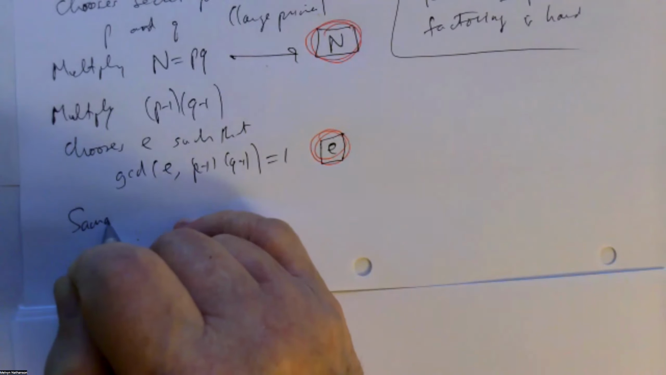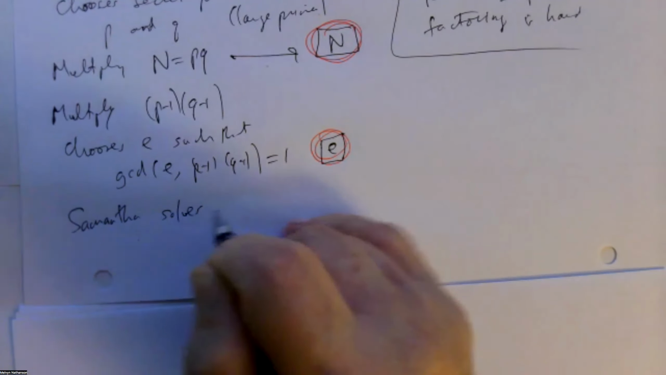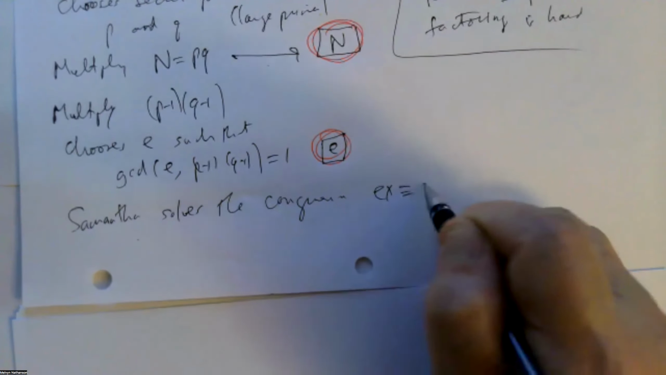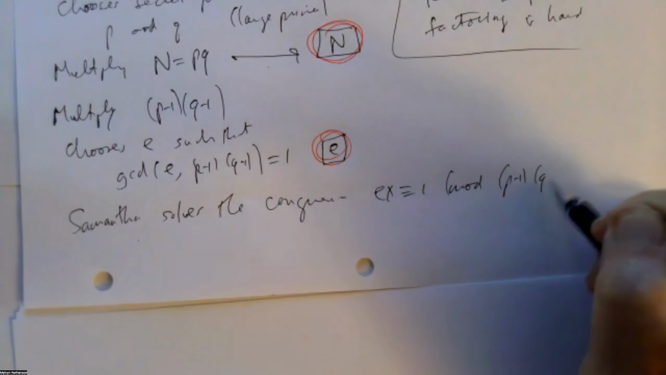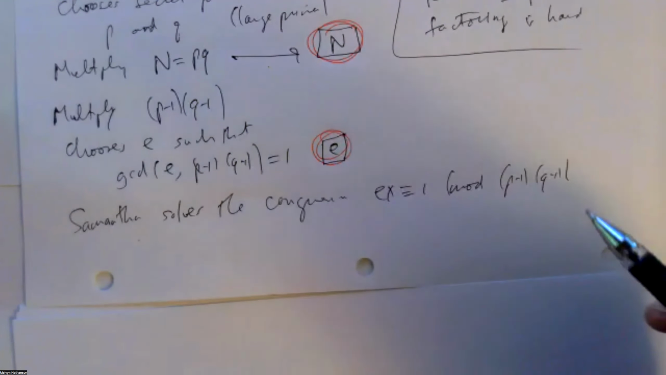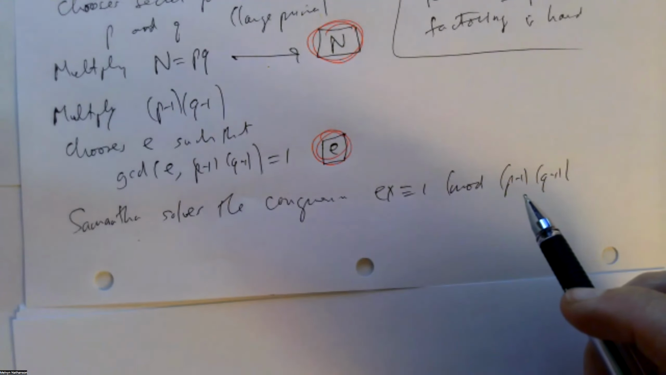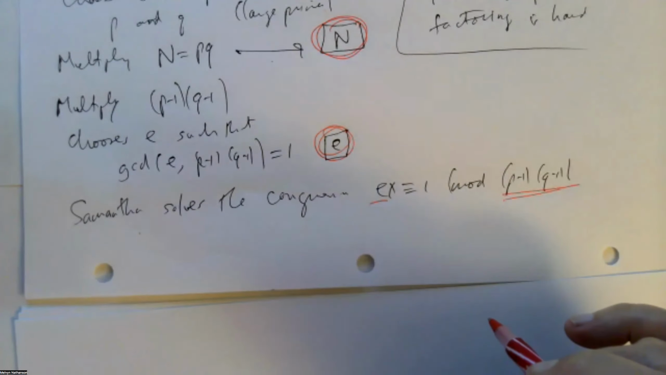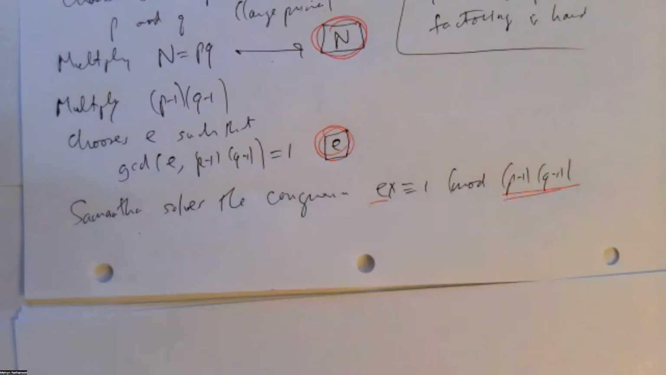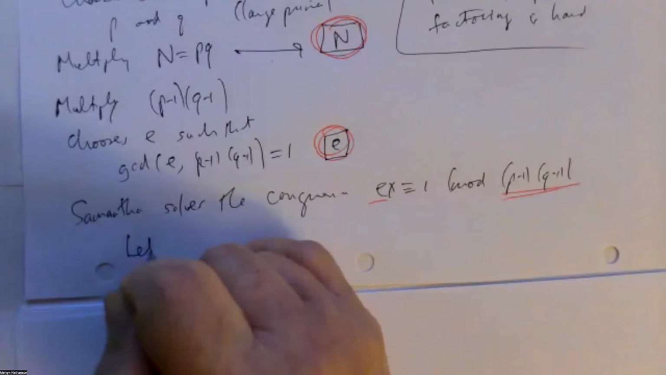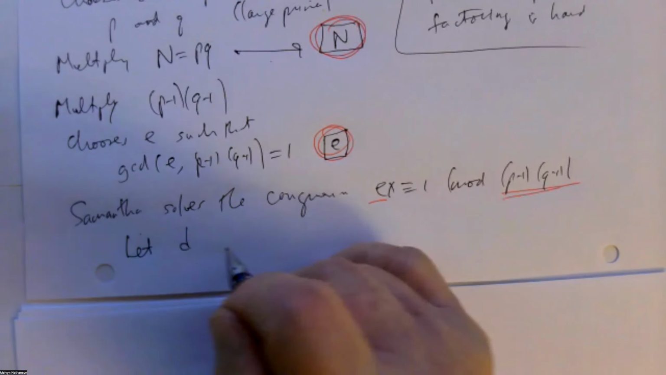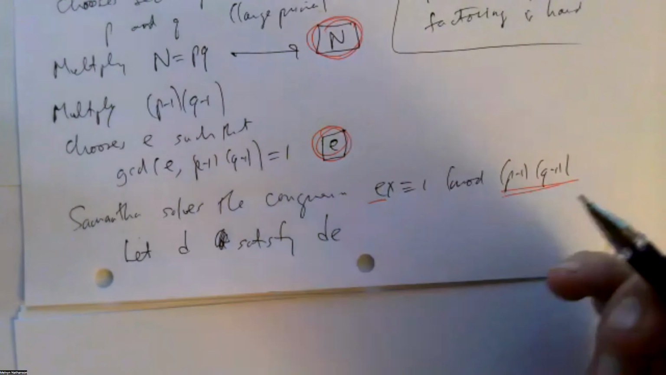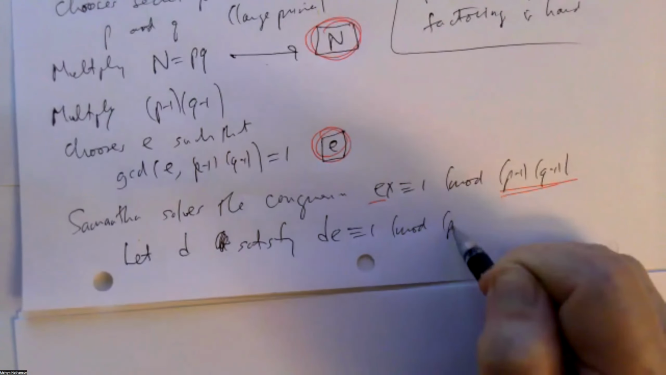Samantha solves the congruence e x congruent to 1 mod (p minus 1)(q minus 1). She looks at this number and she wants to solve this linear congruence. And why do we know there's a solution? Because the number e is relatively prime to the modulus (p minus 1)(q minus 1). Okay? So this congruence has a solution, and let d be a solution. So that d satisfies the congruence d times e, or e times d, congruent to 1 modulo (p minus 1)(q minus 1).